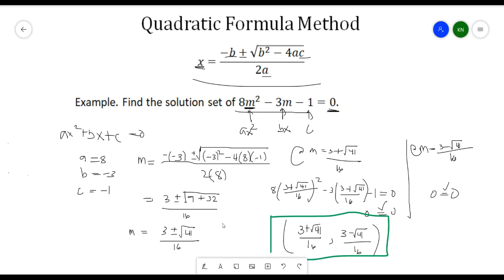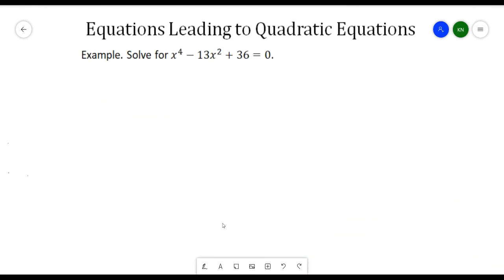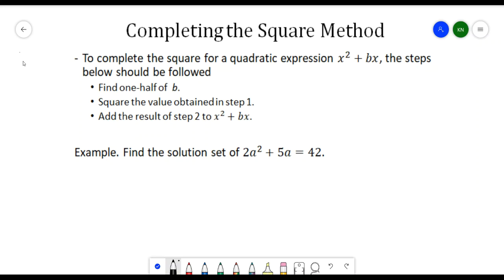Now let's try to move on to the last method. We have here another method of solving quadratic equations, which is the completing the square method. In completing the square method, to complete the square for your quadratic expression x squared plus bx, the steps below should be followed. First is find 1/2 of b, and the second one is square the value obtained in step 1. And step 3 is add the result of step 2 to x squared plus bx.